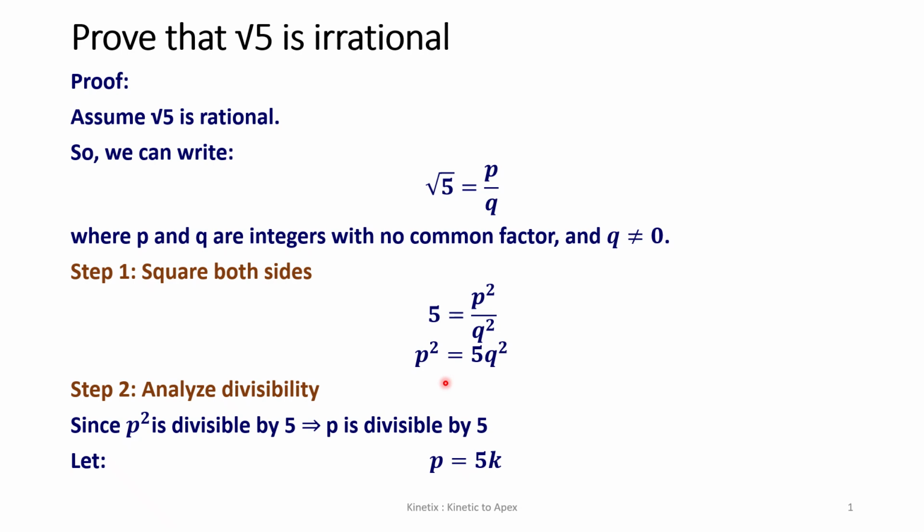Let us say P square equal to 25. 25 is divisible by 5. Then if P square equal to 25, P is equal to 5. So P is also divisible by 5. So as P is divisible by 5, let us take P equal to 5K. Then what we'll do, we'll replace P with 5K and we'll get our next equation in the next step.